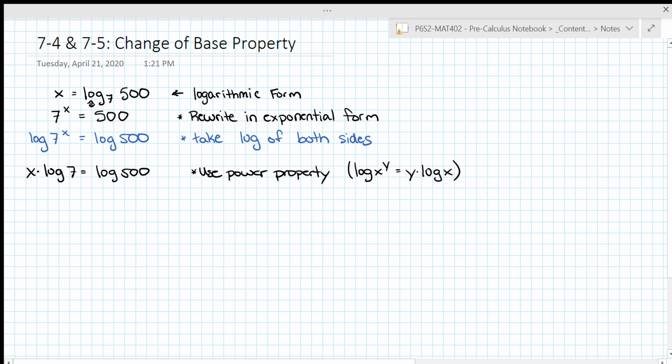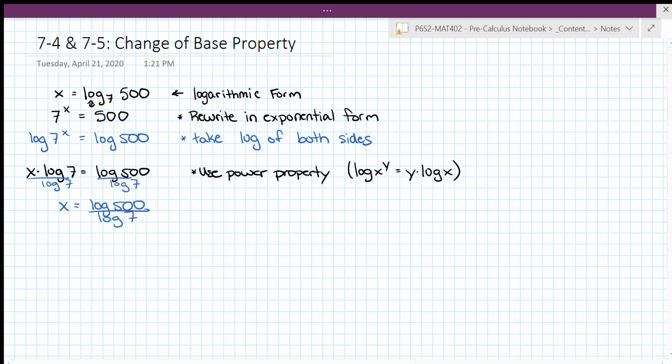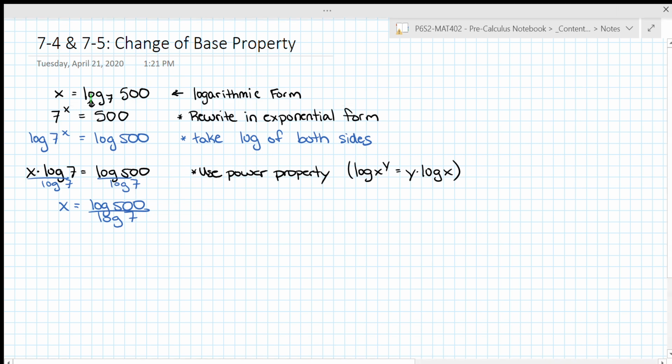Right? And now x times the log of 7 is just a number times x. If I wanted to get x by itself, I'm multiplying it by a number. To undo that, I would have to divide by that number. So just divide both sides by the log of 7. I end up with x is equal to the log of 500 divided by the log of 7. But we started off by saying that x was equal to the log base 7 of 500. So now I know that there's an equivalent expression here.